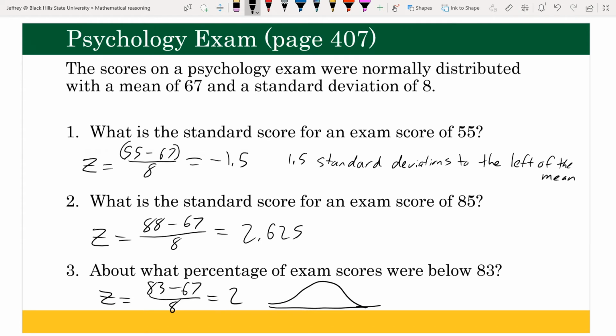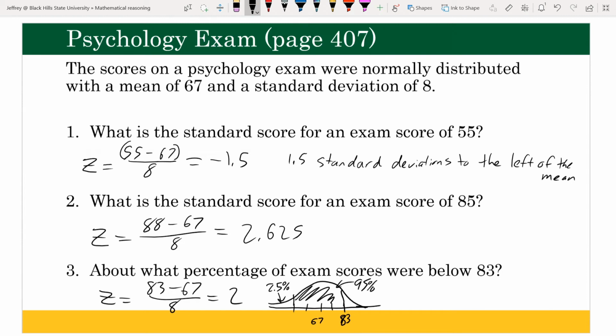So if I draw that curve out again, if the mean was 67, this is 2 standard deviations to the right, we have 83. Again, we know that between 83 and this other number that's 2 standard deviations to the left is about 95%. And I think we did a similar problem on the last slide that said that the area of each tail was 2.5%.